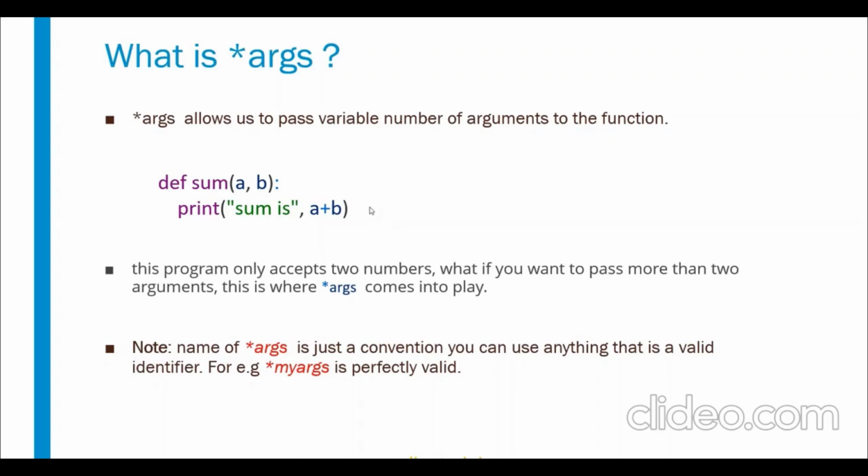That can be achieved by using the star args argument. args is not actually a keyword, so we can use any name, let's say star a, star b, or something like that. The star represents multiple values. Let us see a few examples of how we can use this.